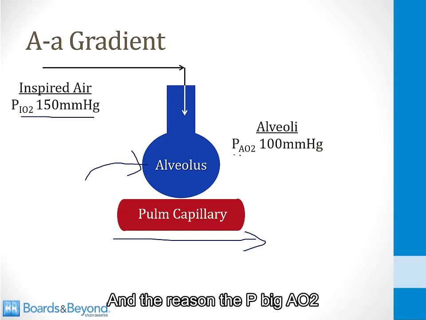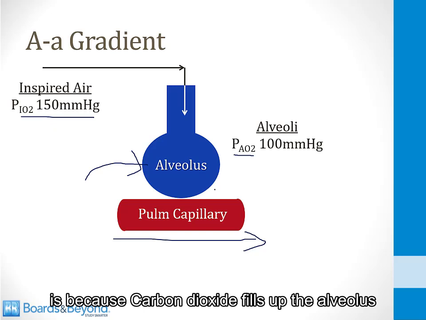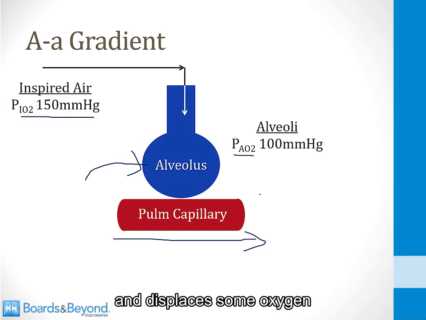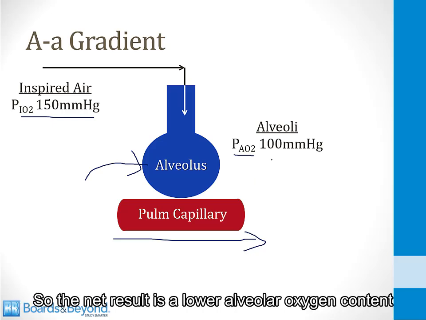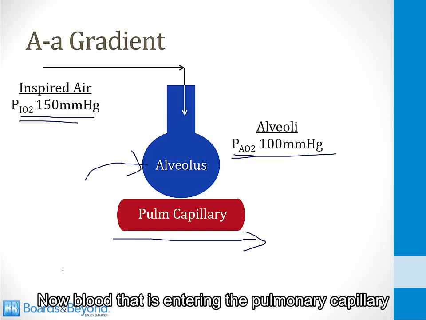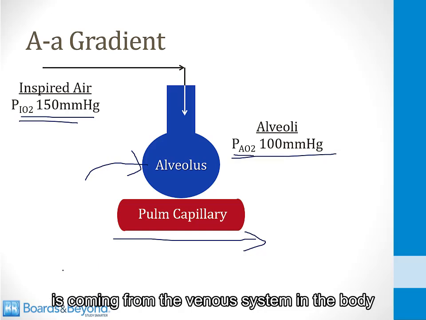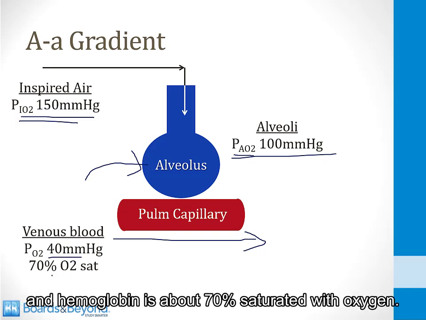And the reason the PAO2 is lower than the inspired oxygen is because carbon dioxide fills up the alveolus and displaces some oxygen, and oxygen is also taken up by blood in the capillaries. So the net result is a lower alveolar oxygen content compared to inspired air. Now, blood that is entering the pulmonary capillary is coming from the venous system in the body, and blood in the venous system has a PO2 of about 40, and hemoglobin is about 70% saturated with oxygen.